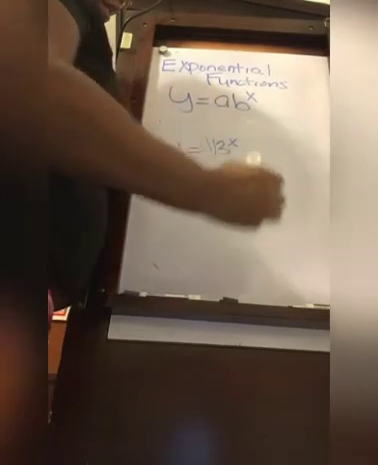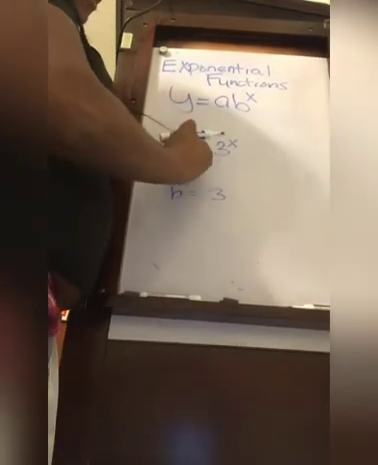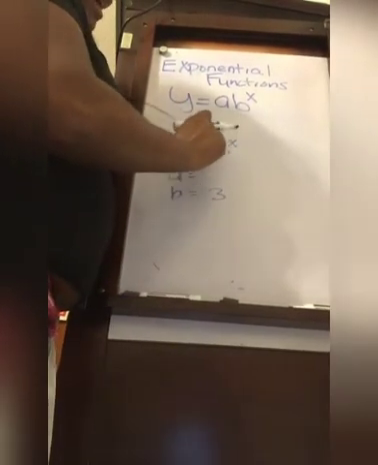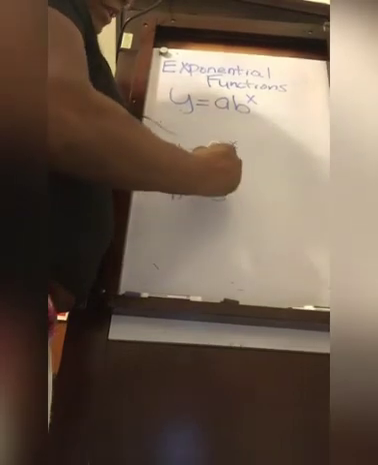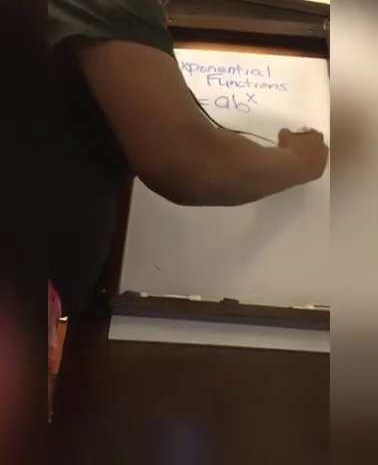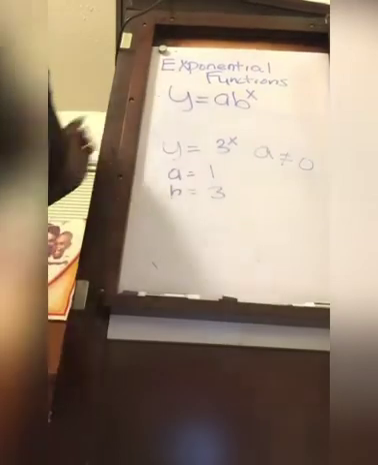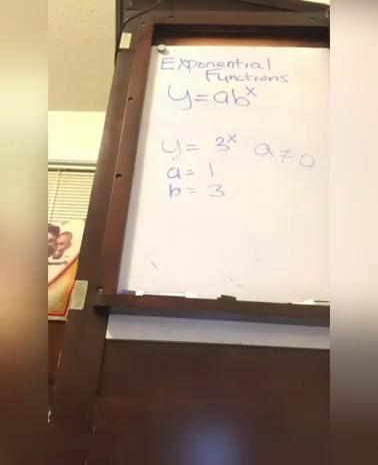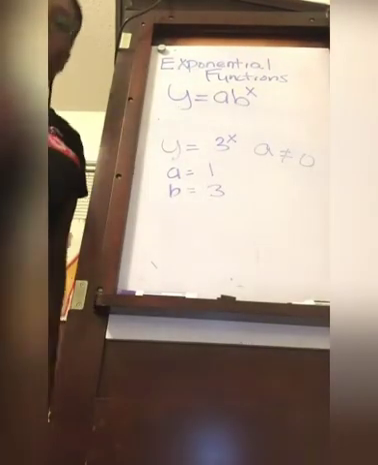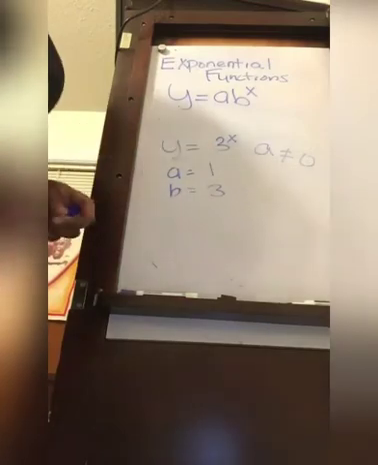Let me tell you why. So a 1 is there, but we don't write it. We can just write it like that. But a 1, so our A would be 1. A cannot equal 0. All right? It cannot equal 0. Why? Because it would not be an exponential function. It would not grow or decay if A was equal to 0.